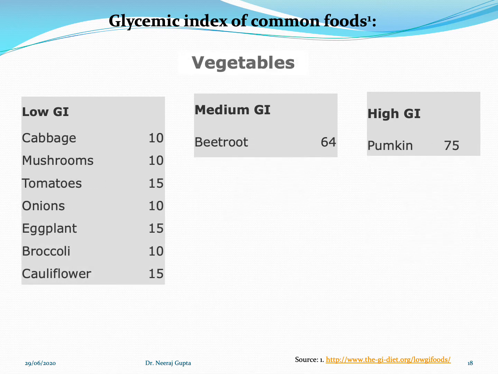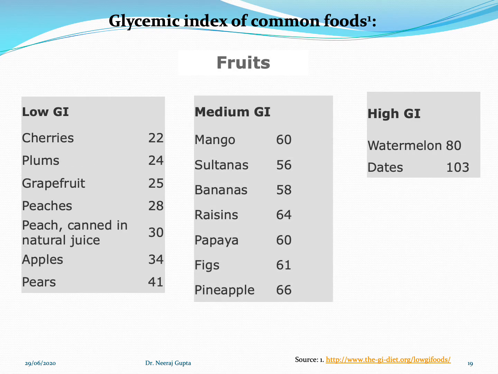Similarly, for vegetables, we have options of low GI, medium GI, and high GI. And while you are selecting the vegetables, you can be informed about which vegetables to choose from and plan your meal. Similarly, for fruits, we have low GI fruits like cherries, plums, grapefruits, peaches, apples, pear. Medium GI, we have mango, bananas, papaya, figs, pineapple. High GI, we have watermelon, dates.